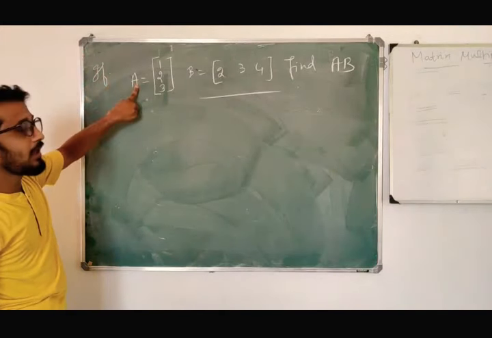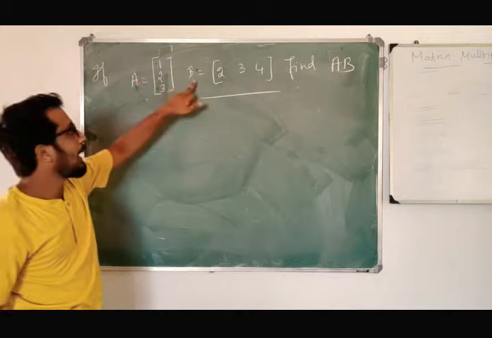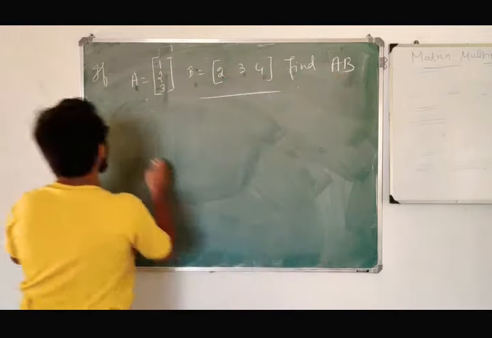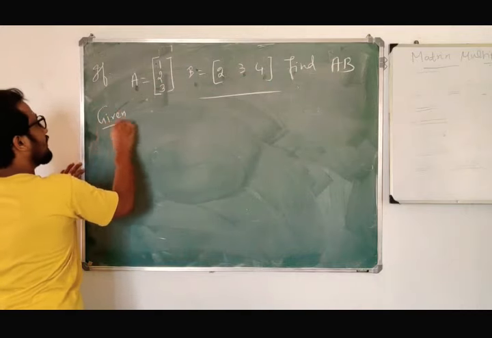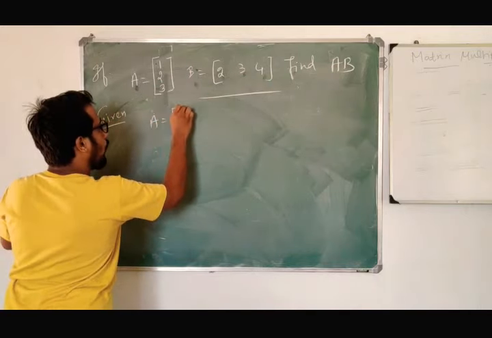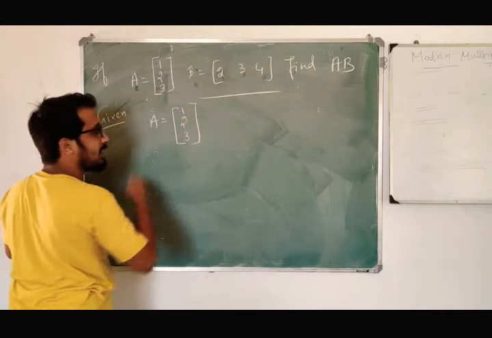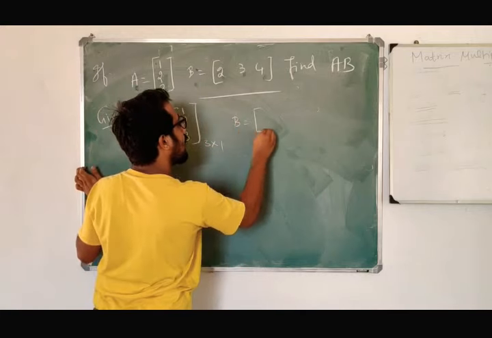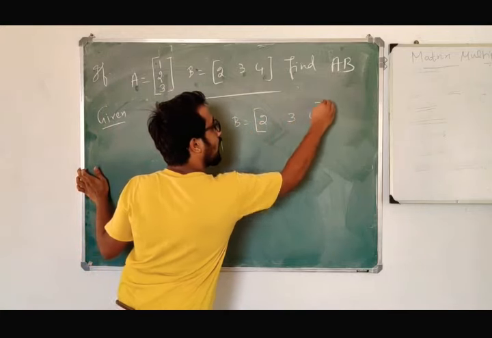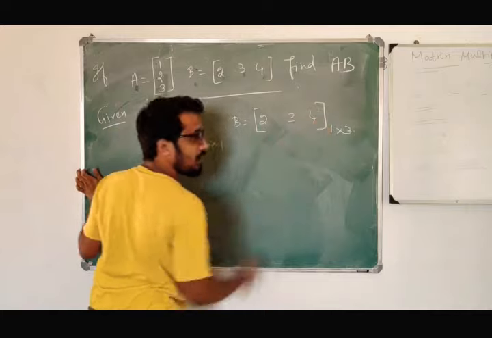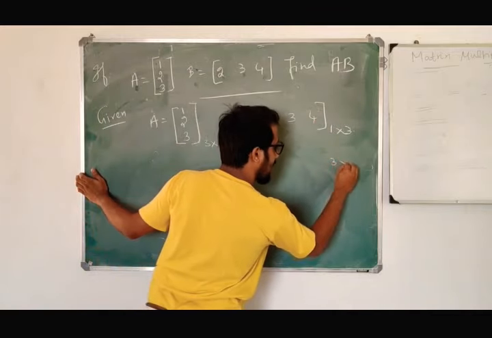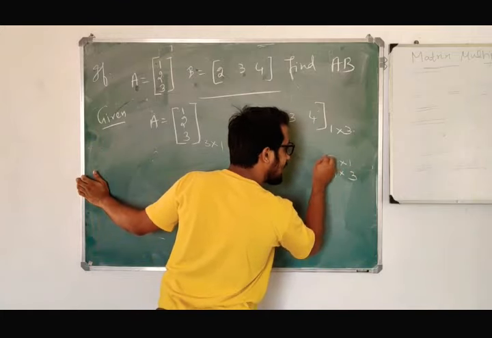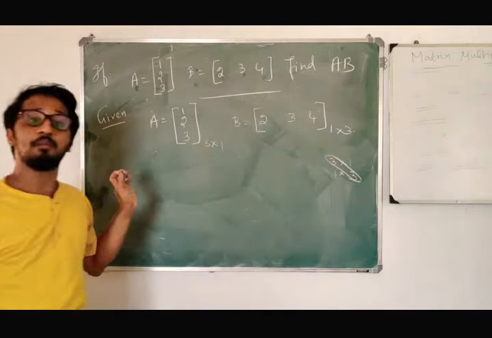If capital A is equal to 1, 2, 3 and capital B is another matrix 2, 3, 4, we have to find AB. First, given that capital A is 1, 2, 3, the order of the matrix is 3 by 1, and another matrix capital B is 2, 3, 4. What is the order of this matrix? 1 by 3. The first matrix is of order 3 by 1. The second matrix is of order 1 by 3. Then the resultant matrix is of order 3 by 3.